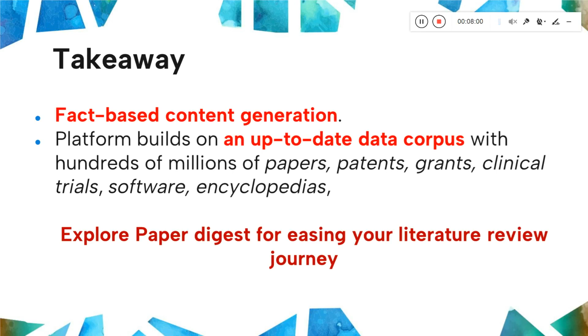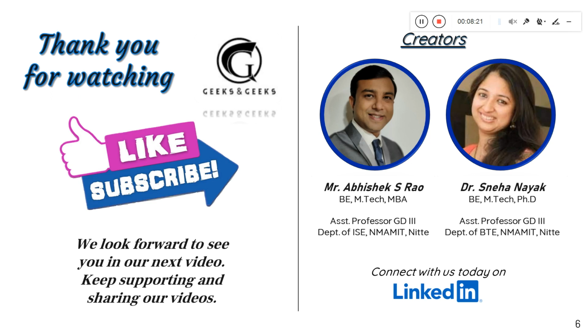You can do it for papers, patents, and grants. They have a lot of databases where the data is stored. Using that as a backup, the AI tool will generate the data for you in a click of a button, which can be used. So do try exploring this AI tool, that is Paper Digest, and see to it that you ease your literature review journey.